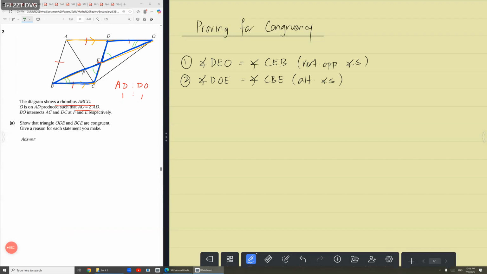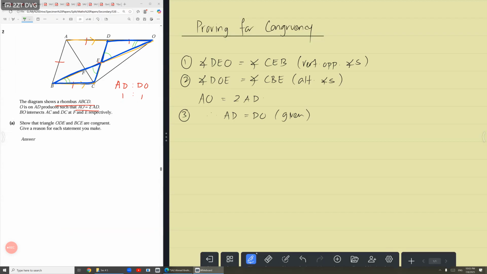Now we are going to show one length which is the same. So because they say AO is equal to 2 times of AD, right? Therefore, AD is equal to DO. Okay, reason is given, right? Given in the question. Okay, so this is our third reason here. So basically, going back to our diagram, we have angle, angle, side.